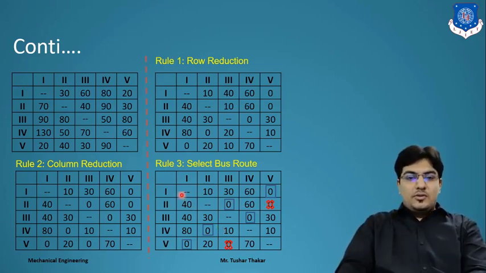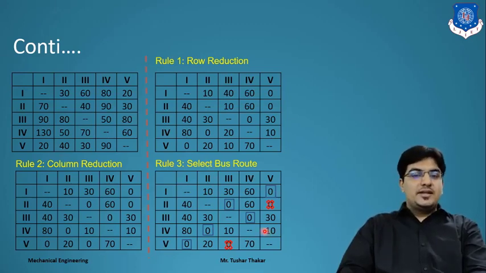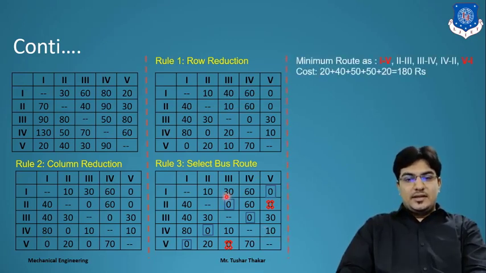So we have to minimize this table again. Sorry, we have to subtract another value from the tables and find out the best bus route. So what is the next? Simple, this is the way. Minimum route here: 1 to 5, 2 to 3, 3 to 4, 4 to 2 and 5 to 1.